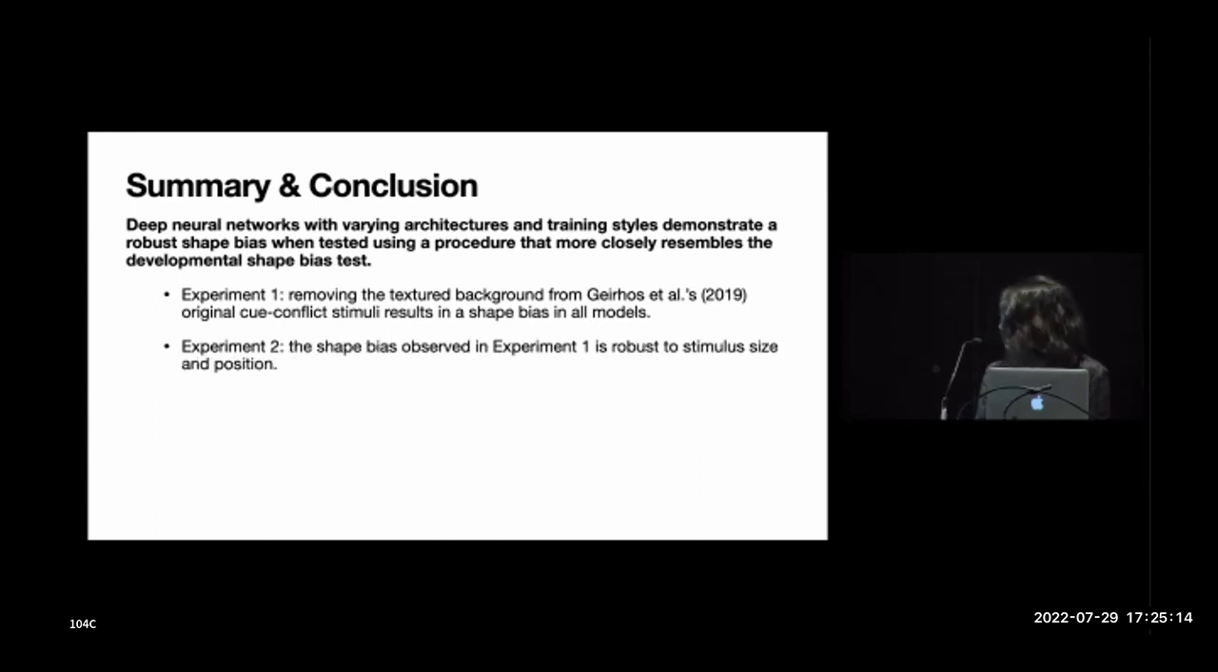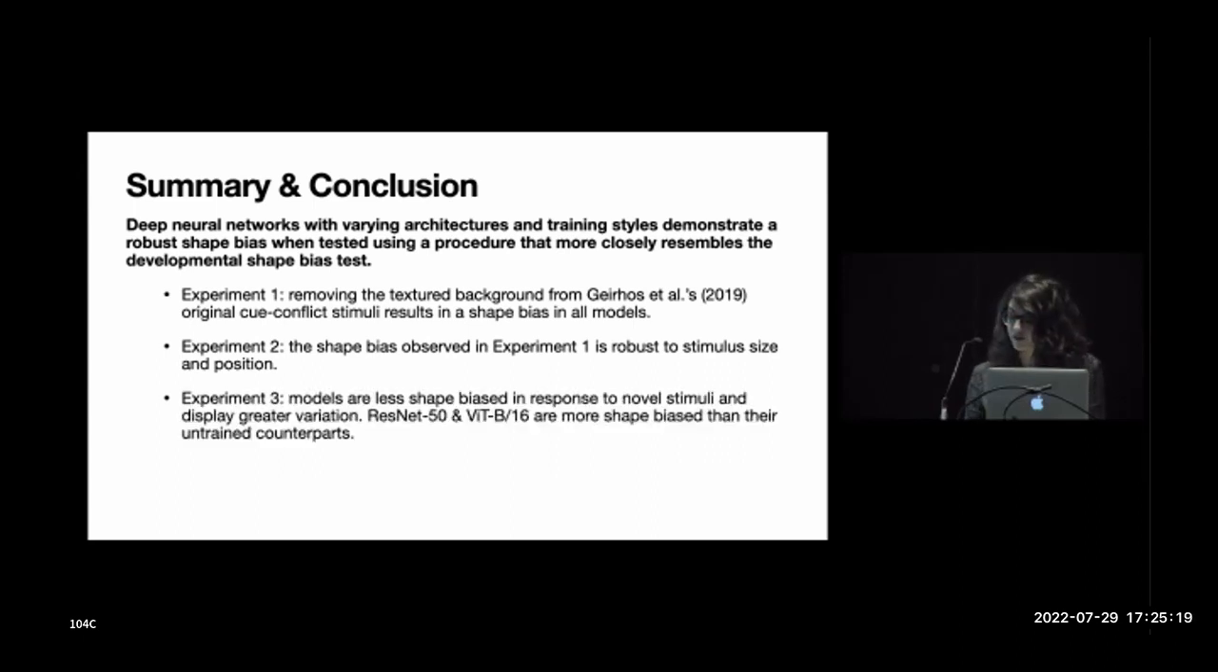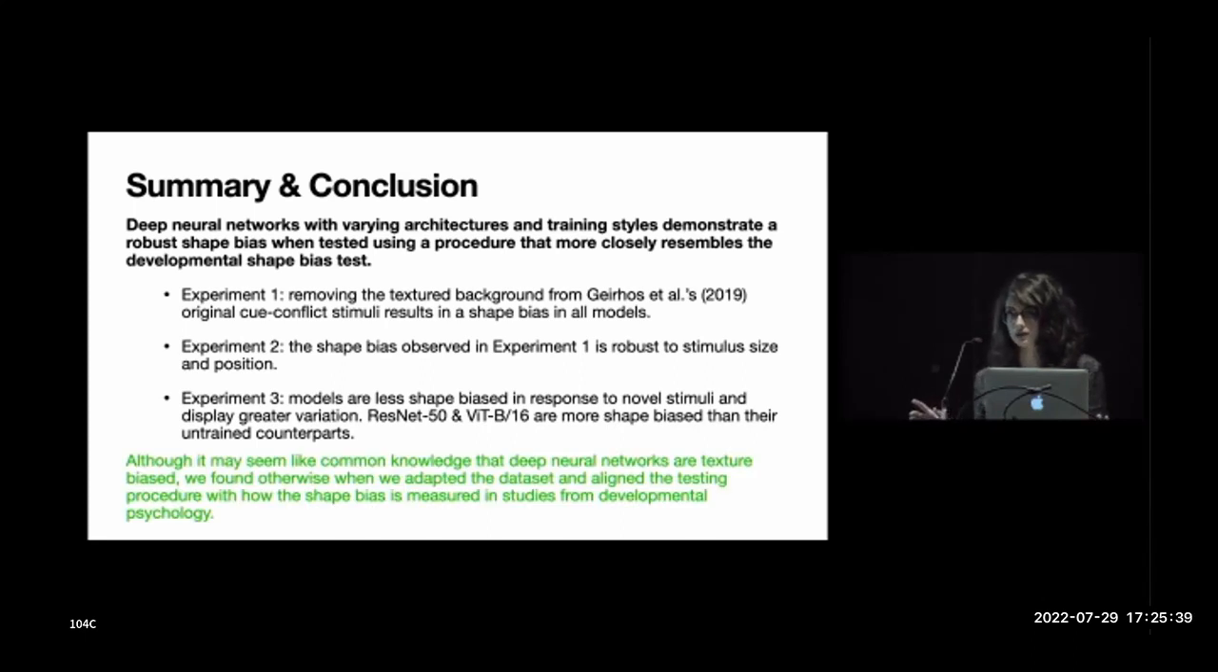In our second experiment, we showed that this observed shape bias is robust to stimulus size and position. And finally, in our third experiment, we conducted our closest replication of the developmental procedure by testing the models with novel stimuli, which complicated the pattern of results, although we did observe that pre-trained models exhibited a higher shape bias relative to their untrained counterparts on these novel stimuli. So although it may seem like common knowledge that deep neural networks are texture biased, we found otherwise when we adapted the data set and aligned the testing procedure with how the shape bias is measured in studies from developmental psychology.